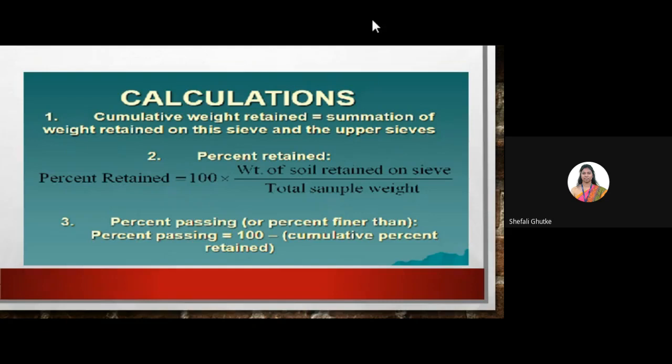The cumulative weight retained is equal to the summation of the weight retained on the sieve and the upper sieves. Then the percentage retained will be the weight of soil retained on the sieve divided by the total sample weight, times 100. Then the percentage passing, or the percentage finer than, is equal to 100 minus the cumulative percent retained.